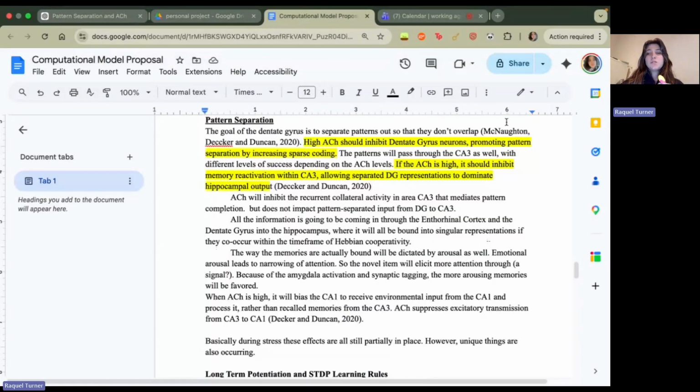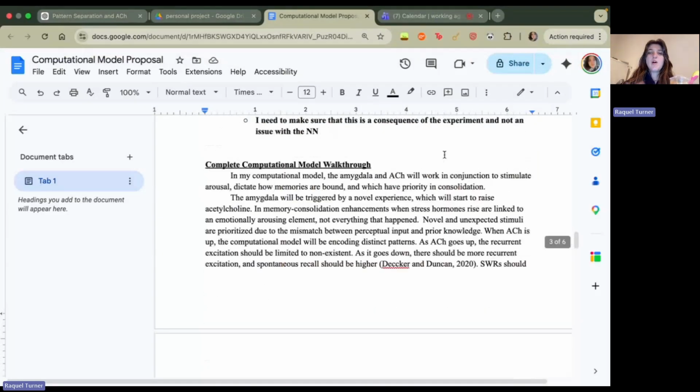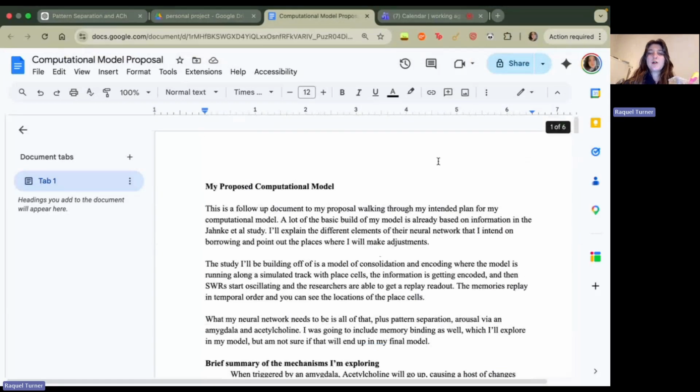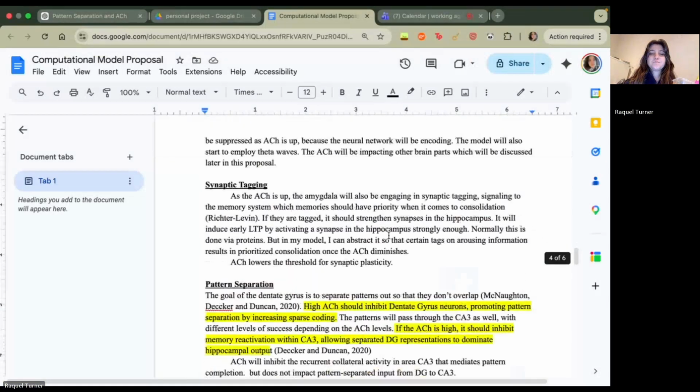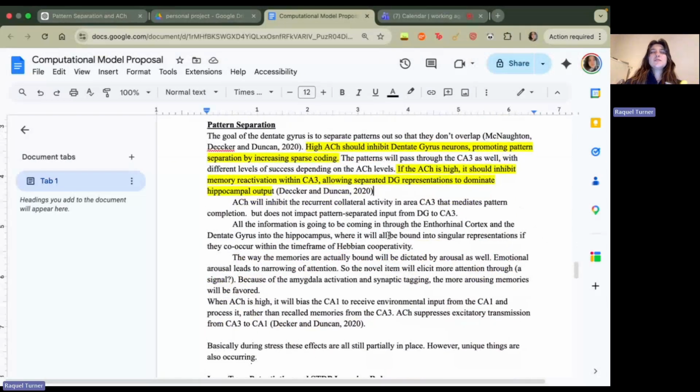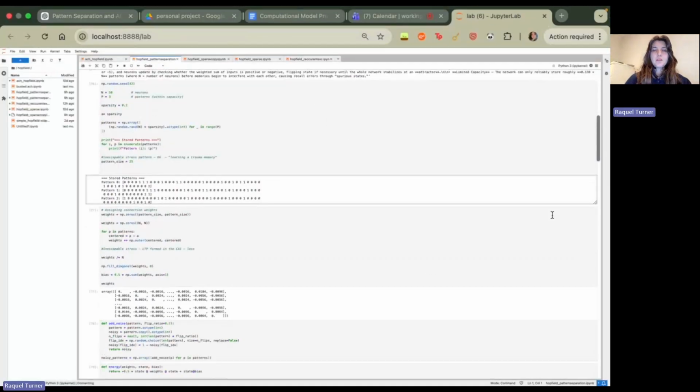So this is a document from a few months ago that I made of all the different things I had wanted to be in my model. Sometimes you do work and it feels like it wasn't worth it because you didn't use this or that, but then it comes in handy. So there's everything that I had learned about pattern separation that I had wanted to include. This is a challenge that I'm having right now.